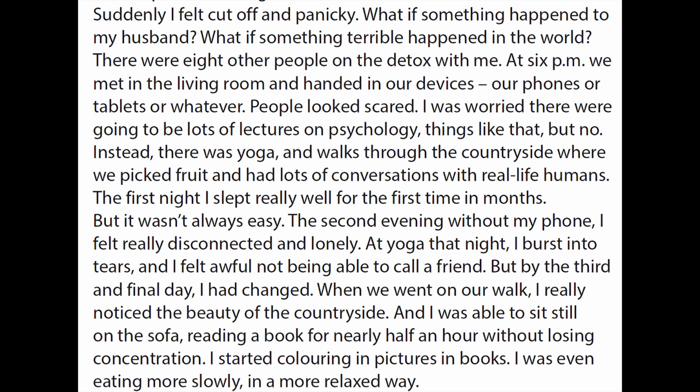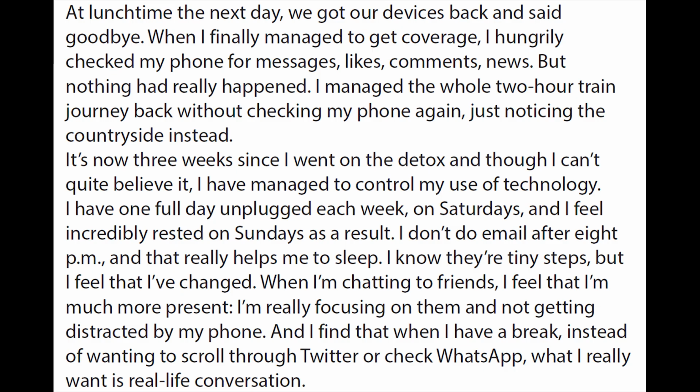When we went on our walk, I really noticed the beauty of the countryside, and I was able to sit still on the sofa, reading a book for nearly half an hour without losing concentration. I started colouring in pictures in books. I was even eating more slowly, in a more relaxed way. At lunchtime the next day, we got our devices back and said goodbye.